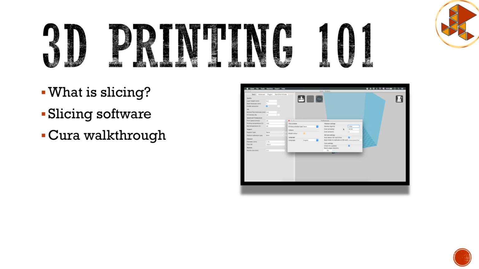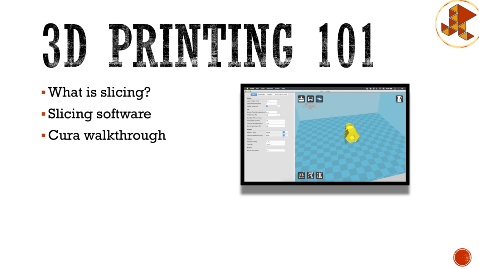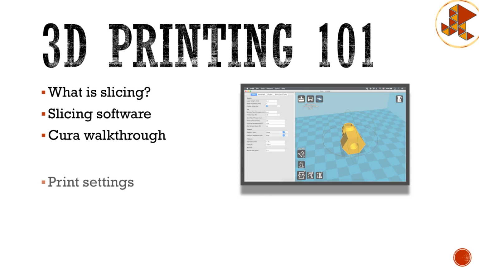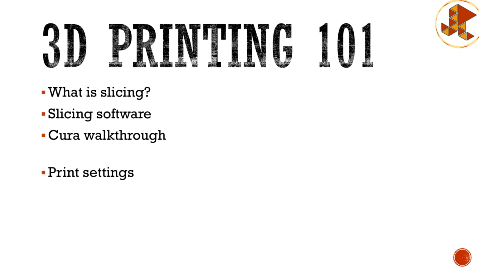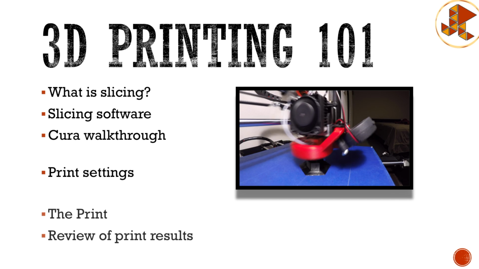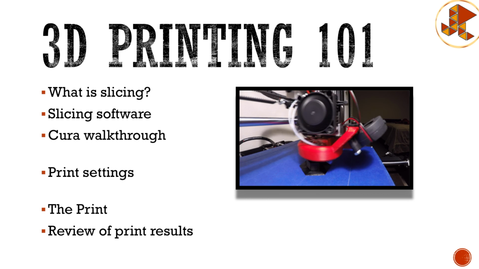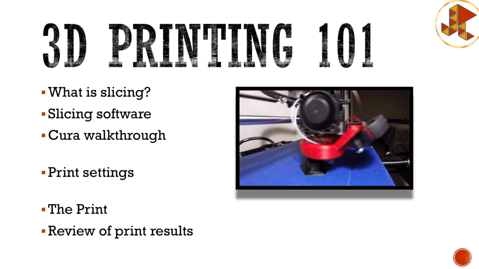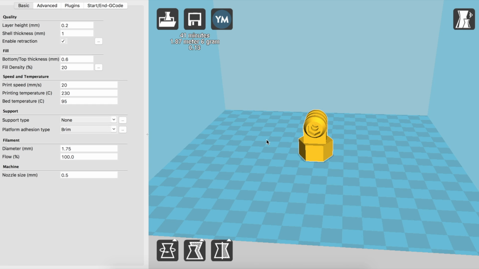Last video, we went over what slicing software is, and the Cura walkthrough. This time, we're going to check out printing settings. And next time, we're going to check out the actual print. So let's get going. Alright, so now let's talk about print settings.